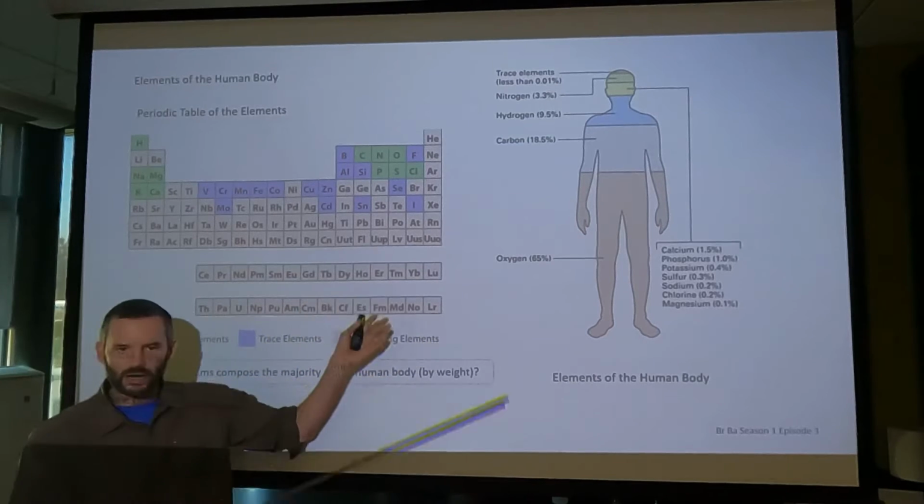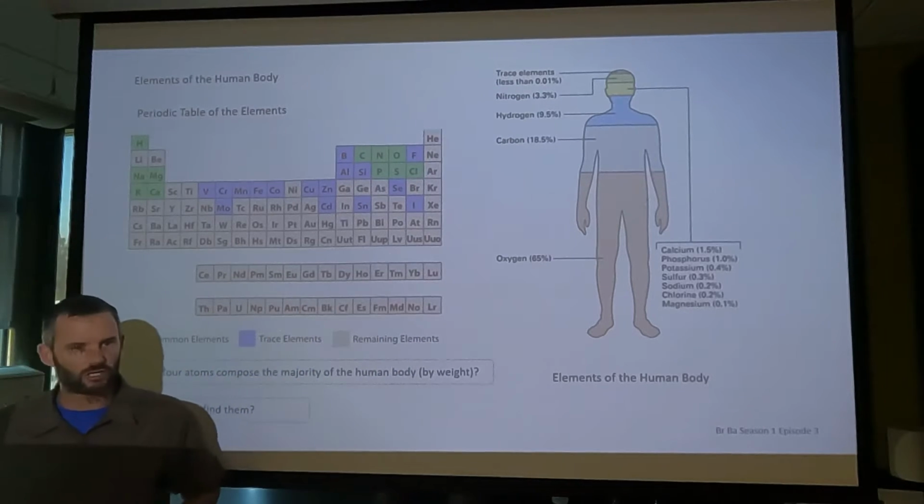So 65% of the body weight comes from oxygen. Where do we find oxygen in the body?